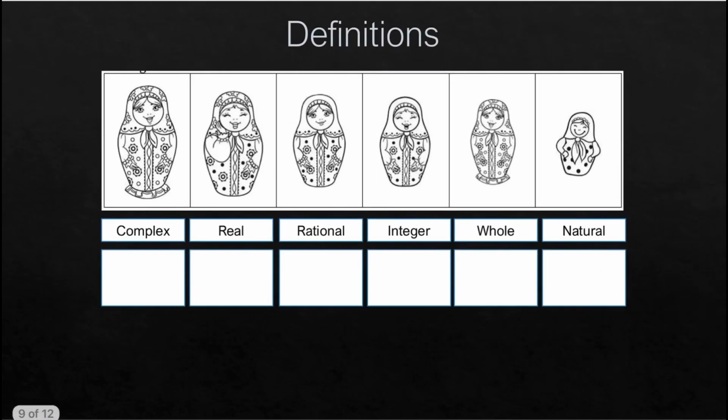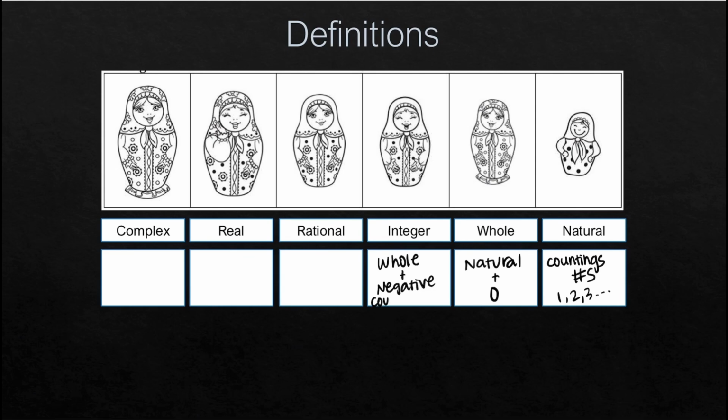Okay, so starting with natural numbers, I'm actually going to write down what the definition is. So natural numbers are just counting numbers. So like 1, 2, 3, blah, blah, blah. Whole numbers are the natural numbers plus 0. Integers are the whole numbers plus negative counterparts.